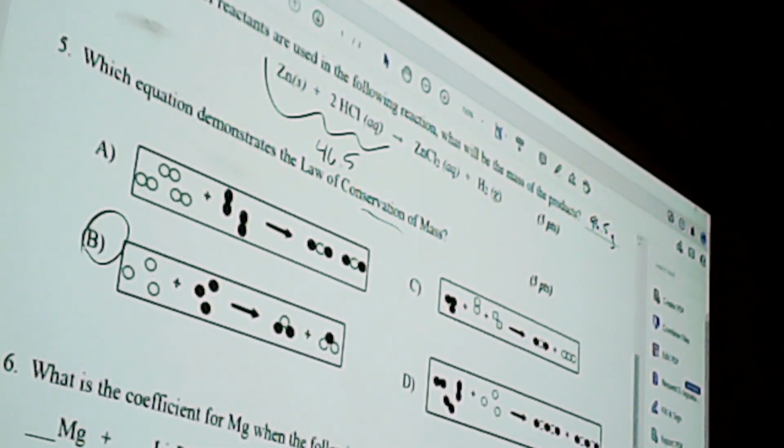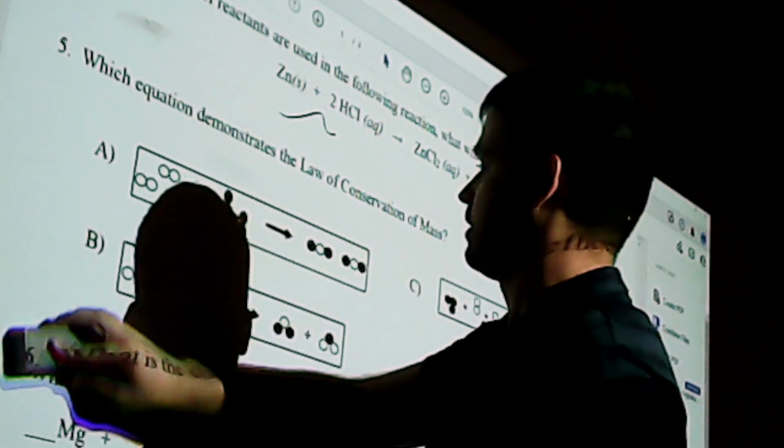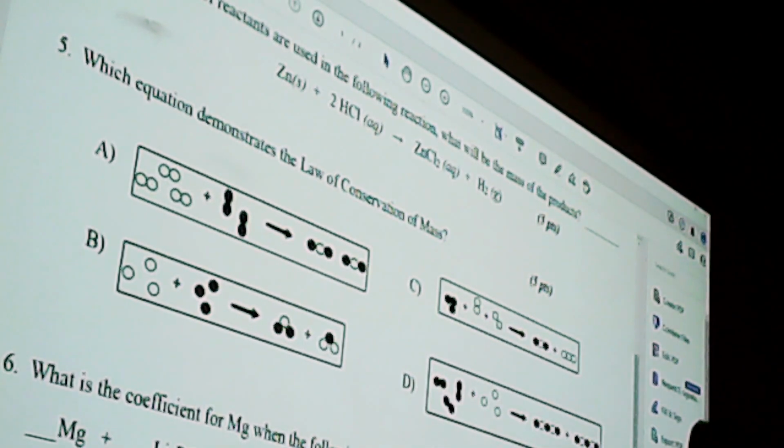Any questions 1 through 5? Okay, you should still be grading. Make sure you're marking these up if you need to.